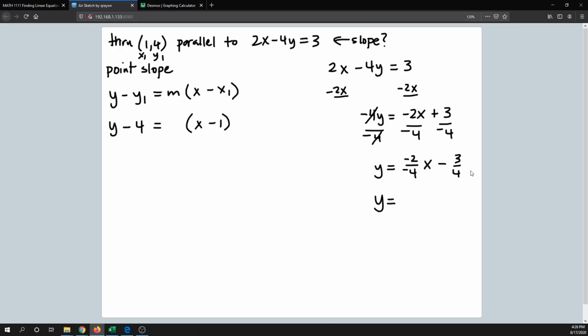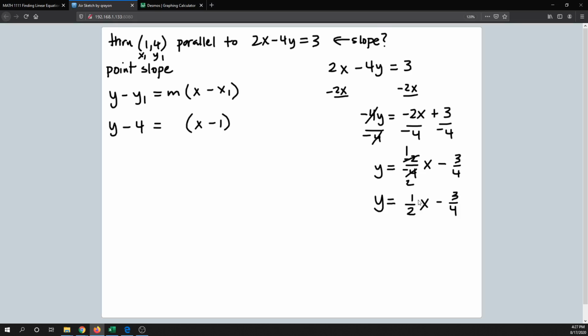Next up, I can reduce this fraction, because there's a common factor in the top and the bottom of -2, right? So -2 goes into -2 once, -2 goes into -4 2 times. All right. So there, I have now put this line in slope-intercept form.